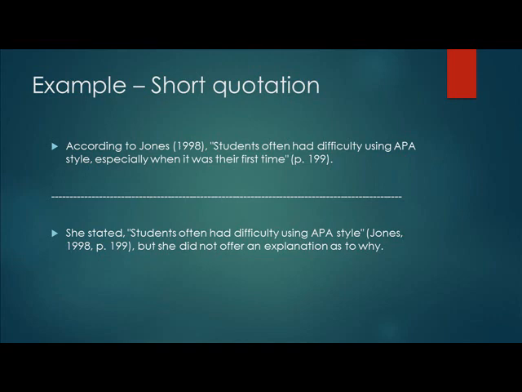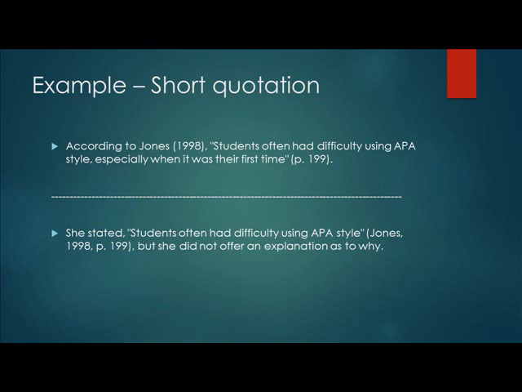Alright, but there's one more way that you can do this. If you don't want to introduce the author in a so-called signal sentence, as we did in the beginning here, according to Jones, that would be the signal sentence. You can do as we do here in the bottom example. She stated, followed by the quote. And then in brackets they put Jones, 1998, page 199. And then follows on with their own text. That is another way to do it. And any one is good. Both work just fine.